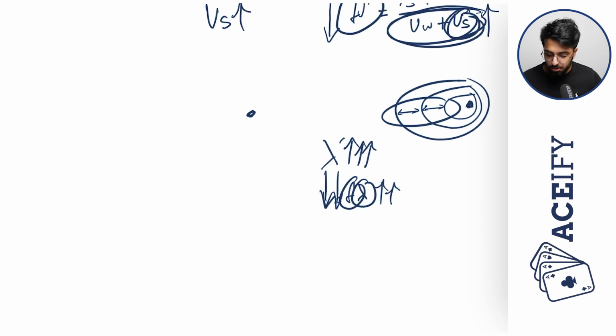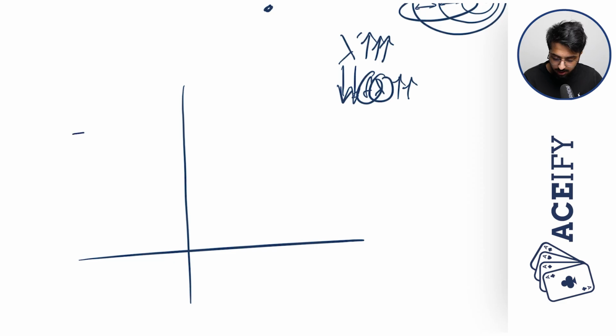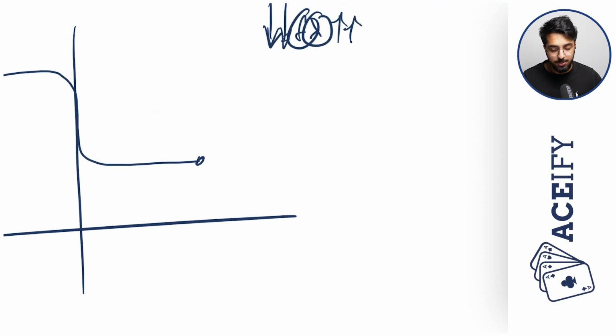All right, and we can also draw this on our graph. We had our graph right here, and it kind of looked like this. Now, if we come from over here and our frequency is going to continuously decrease, it's probably going to look something like so.